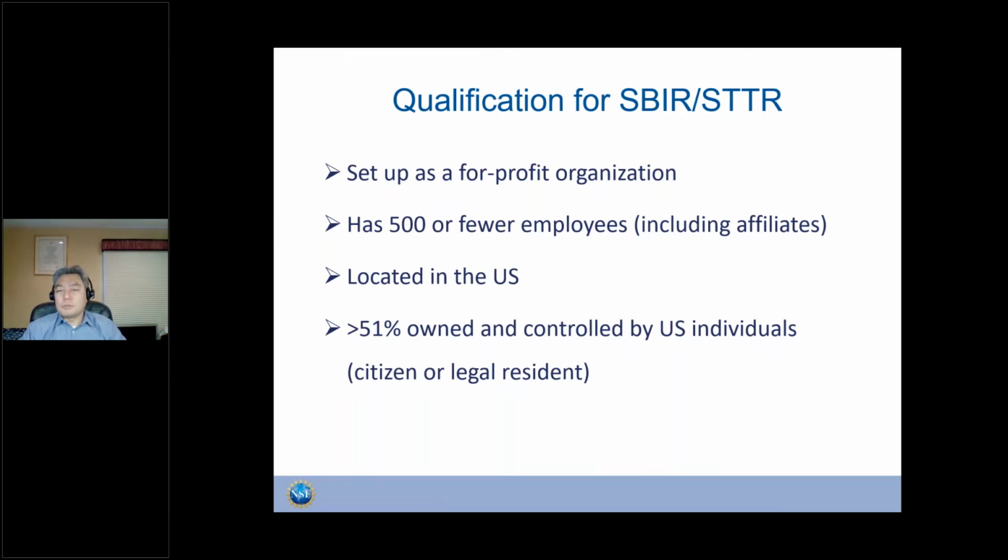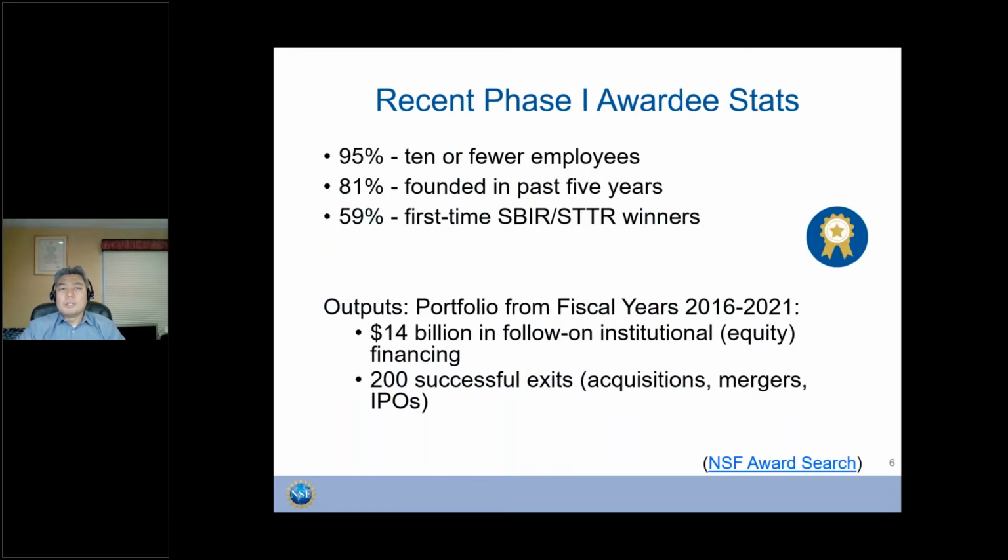Although the eligibility requirement may call for companies that are as big as almost 500 employees, NSF's focus has been on the early stage, and we fund companies that are relatively new. 95% of our companies have 10 or fewer employees, 81% founded in the past 5 years, and 59% are first-time SBIR-STTR winners. That doesn't mean that if you received SBIR either through NSF or other agencies, that you would not be eligible to apply for SBIR to NSF.